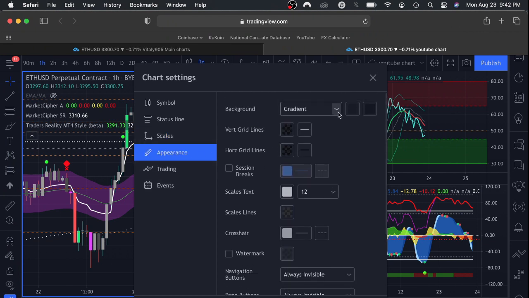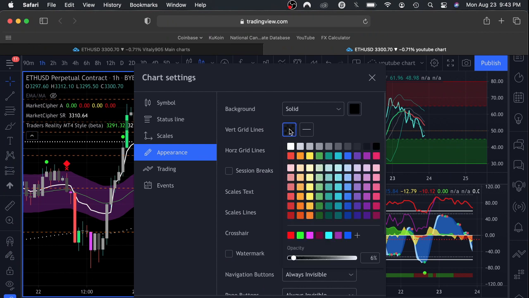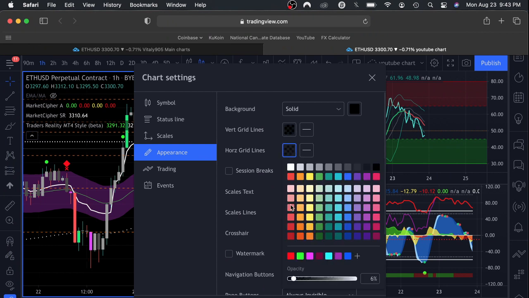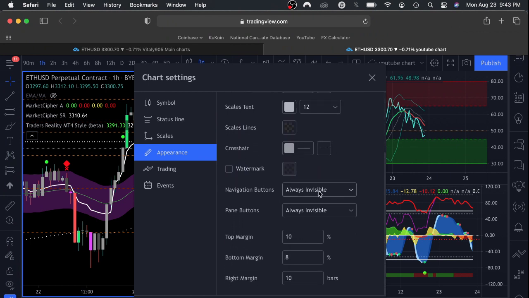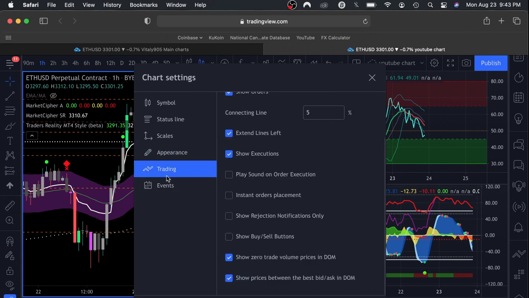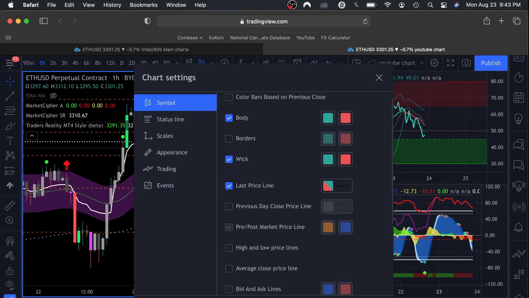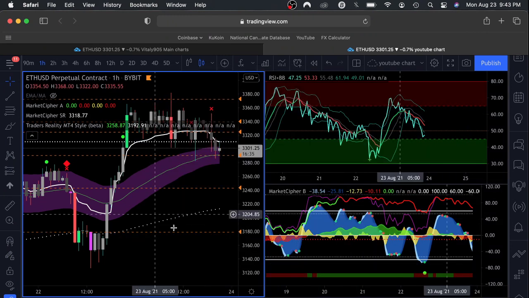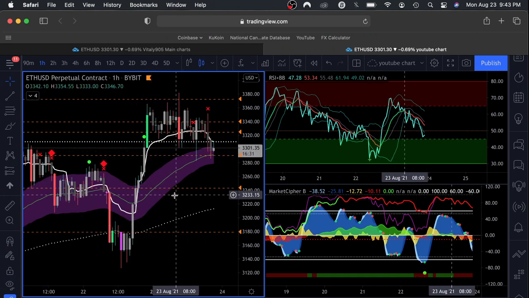Clean up the chart a little bit more. You can customize your chart however you want, make it look solid and then straight black. And then these grid lines, you can turn those off. And just apply to all. Okay. So now the chart looks a little bit cleaner, easier to read.